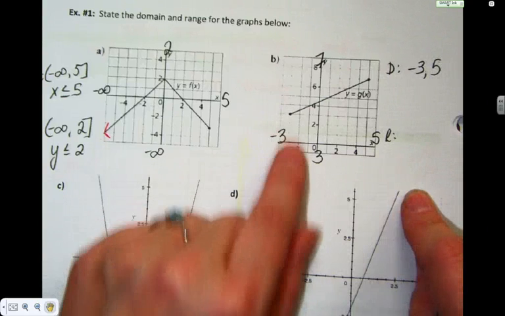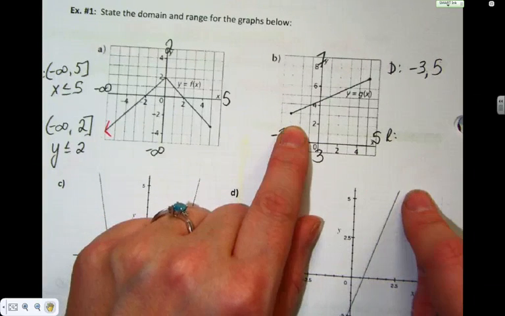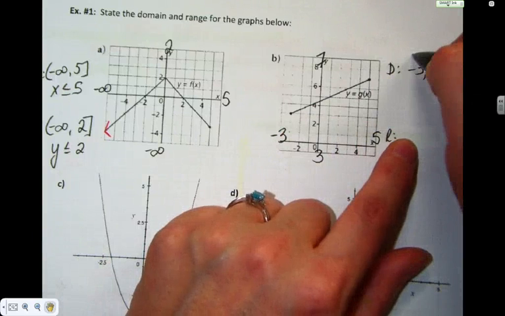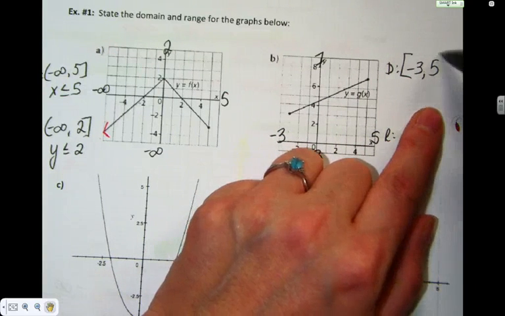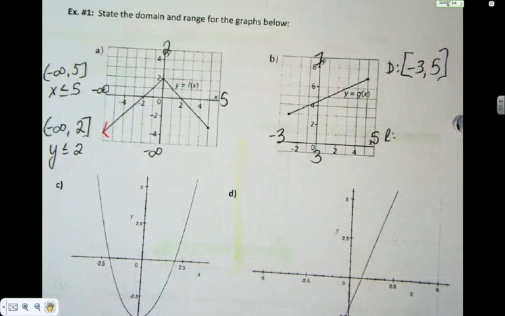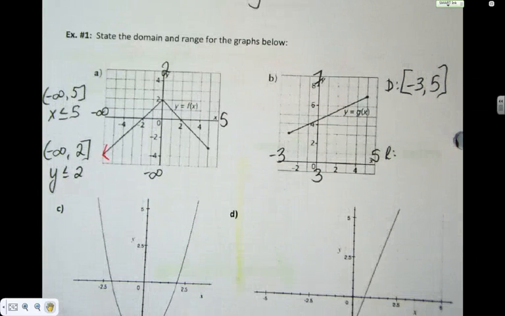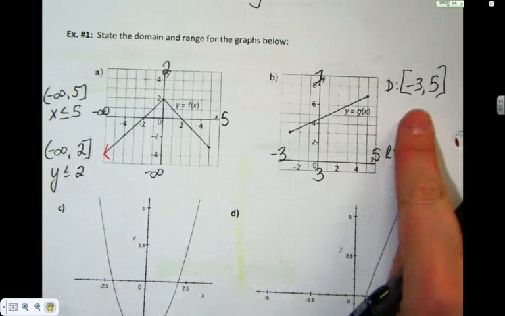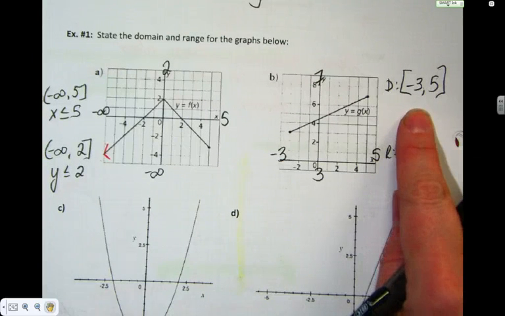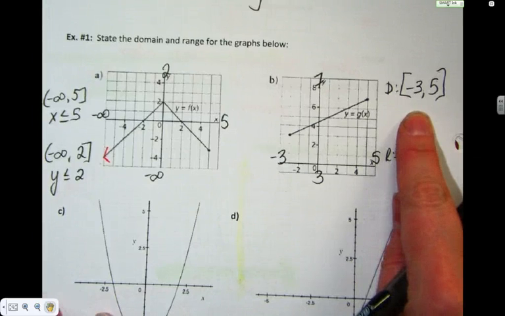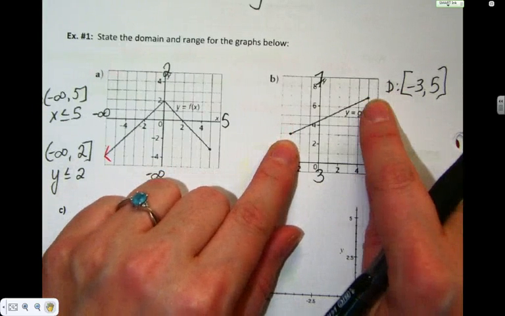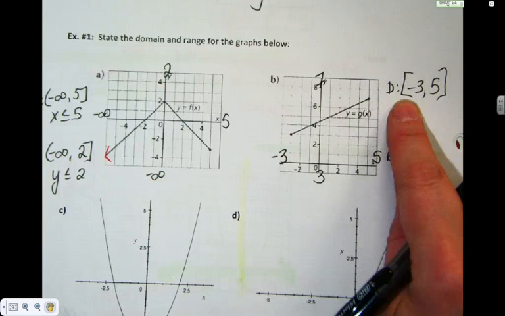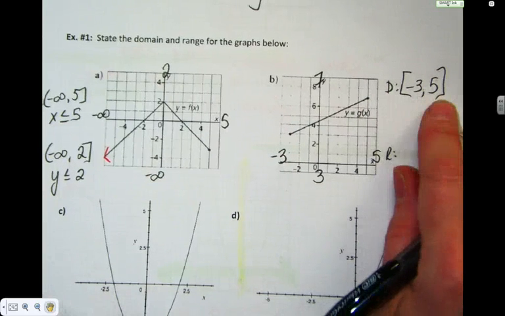Is there a black dot at -3? Yes, that means it gets a square bracket. Is there a black dot at 5? Square bracket. You don't need to know this, but the reason the math world is split on this is this was the original way domain and range have been done for hundreds and hundreds and hundreds of years. The problem, let's imagine these weren't black dots. Let's imagine they were white dots. What kind of bracket would this get? Round. And this would get round.